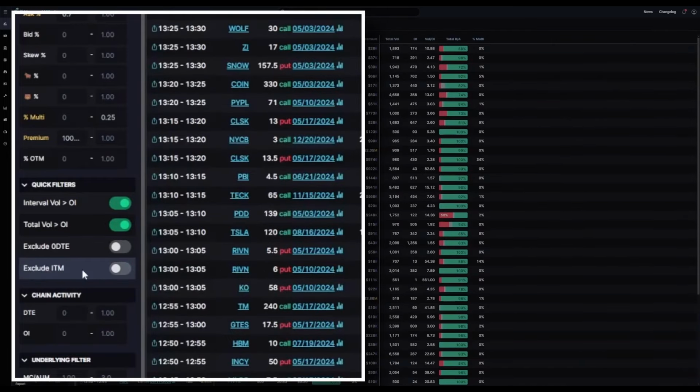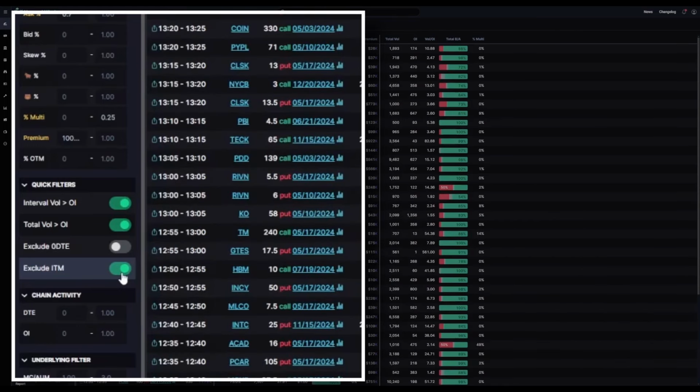And then I'm going to turn the exclude in the money slider on as well here, to exclude in the money contracts that may not give a directional bias due to hedging or arbitrage. I've left the rest of these filters blank.